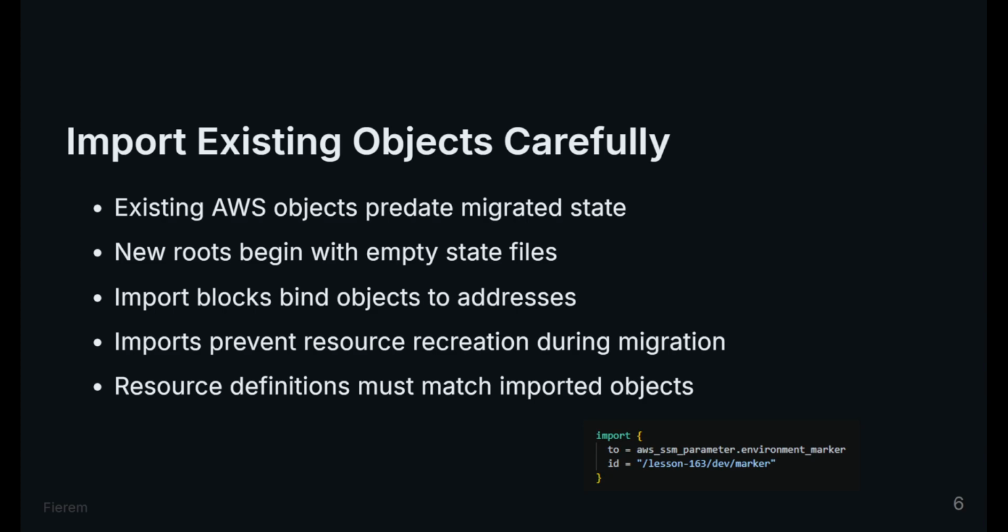The AWS object already exists before migration. The new root has an empty state file. An import block binds that object to the new address. Terraform then manages the object without recreating it. The resource block must match the imported object.